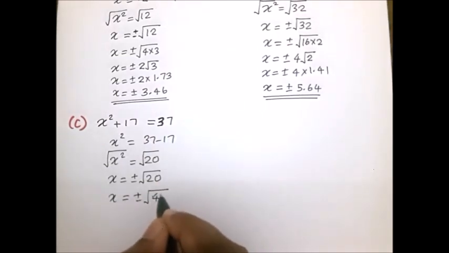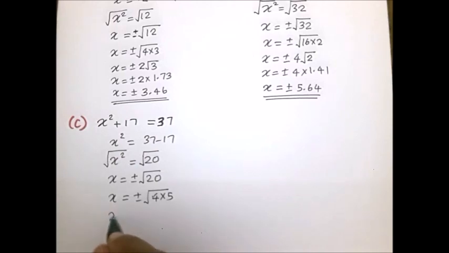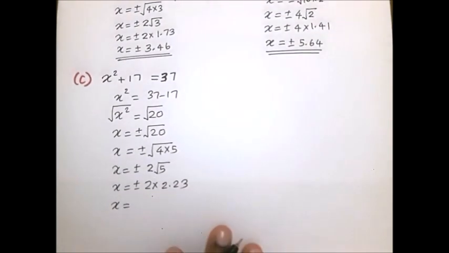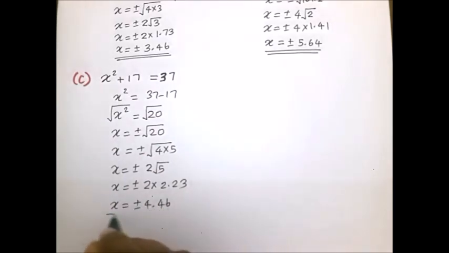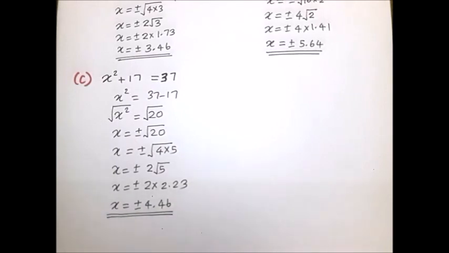It is 4 multiplied by 5. The square root of 4 is 2. Within the square root write 5. The value of square root 5 given in the question is 2.23. 2.23 multiplied by 2 is 4.46. The answer is 4.46. This is the answer for part C.